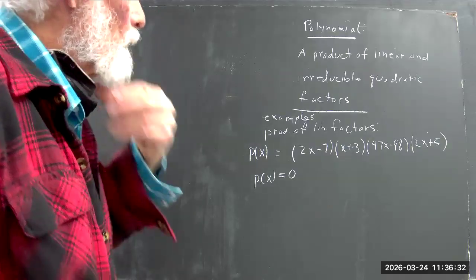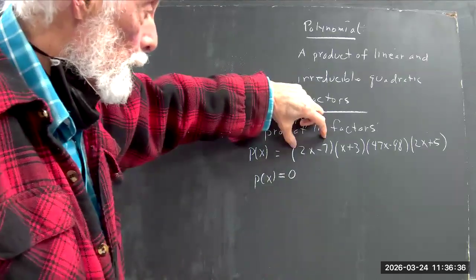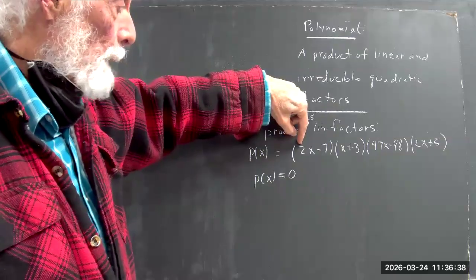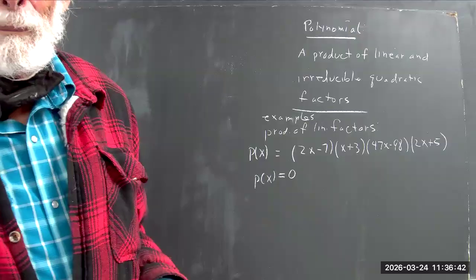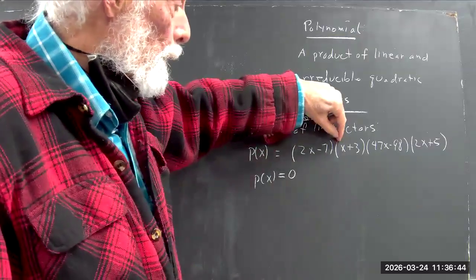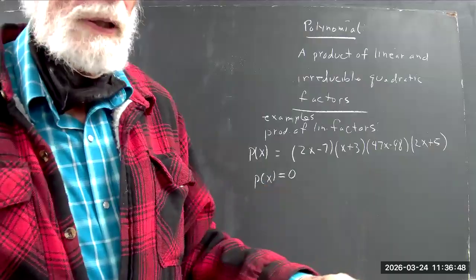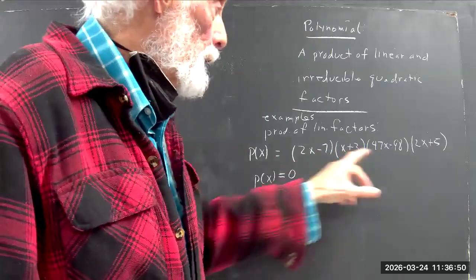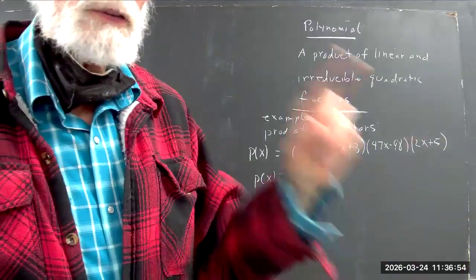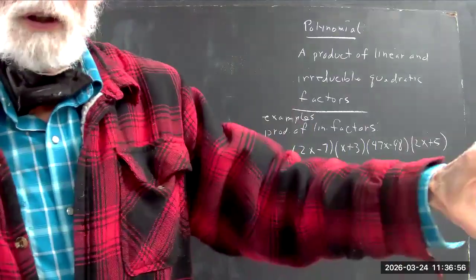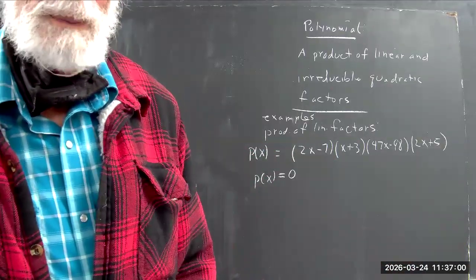Well, if X equals -3, what do you get for this factor? -3 times 2 is -6 minus 7, that's -13, right? -3 plus 3 is 0. Well, you can stop right there because these things are all multiplied and you got a 0 in there. Multiplying a bunch of things and at least one of them is 0. The whole thing is 0 because when you multiply by 0, you get 0. Okay?